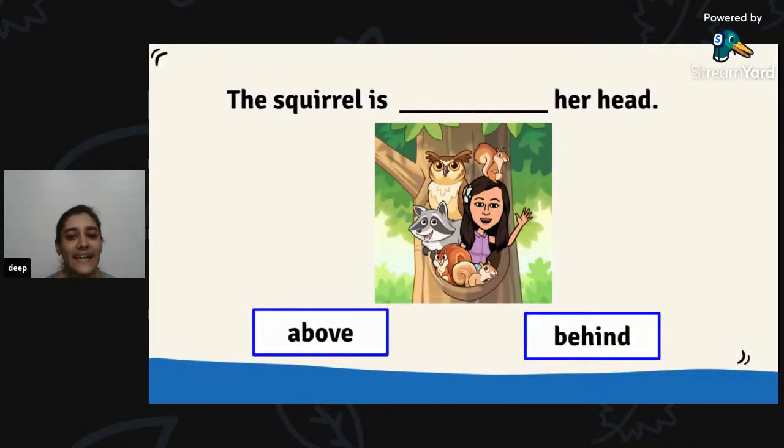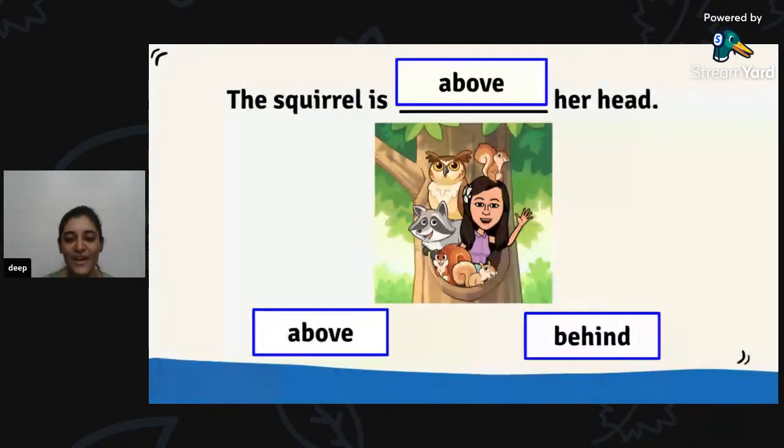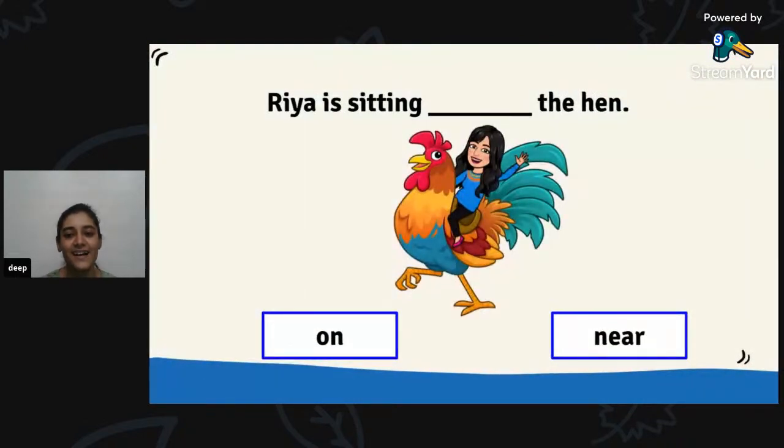The squirrel is dash her head. Your options are above, behind. You can see the picture. Where is the squirrel? You can type your answers in the chat box. Yes? Great. Yes, the squirrel is above her head. Very well done, students. Let's move to the next sentence.